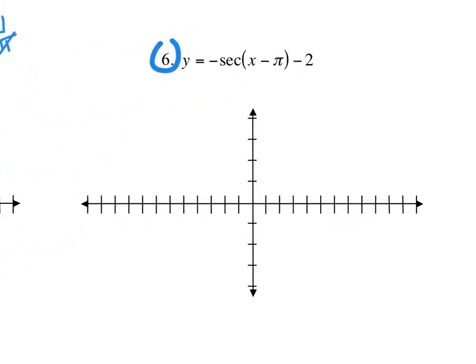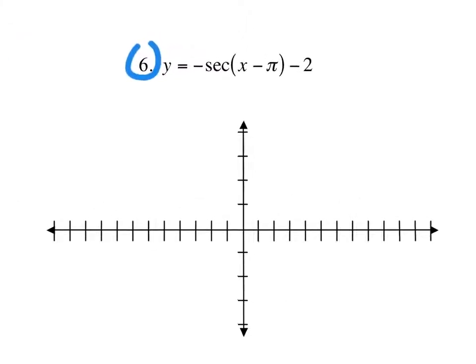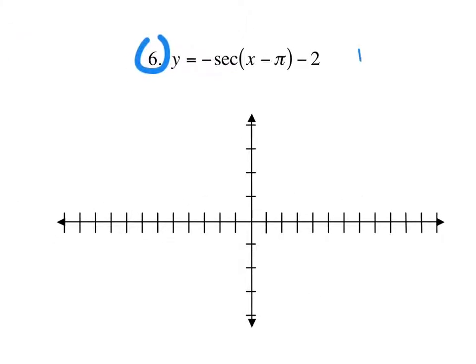All right, number 6. All right, secant. Whoa, this one has a bunch of stuff. Almost too much, almost. We're going to shift this thing pi to the right.